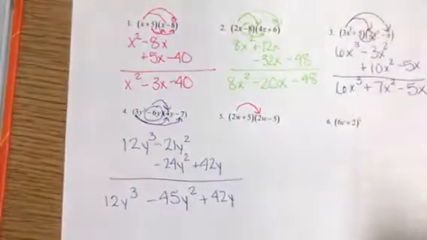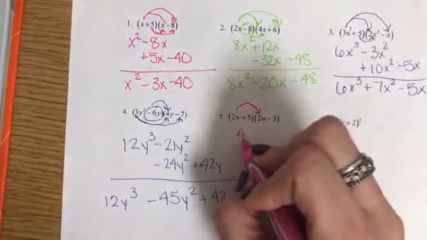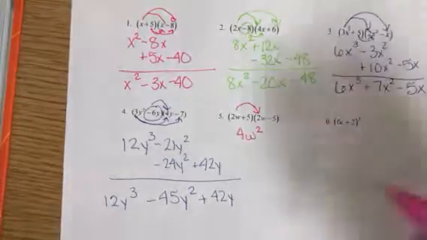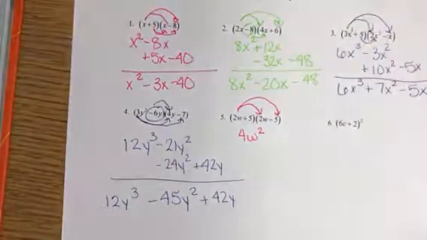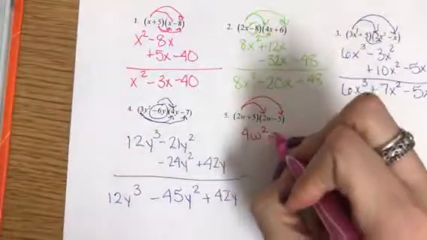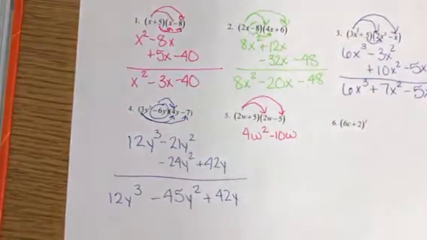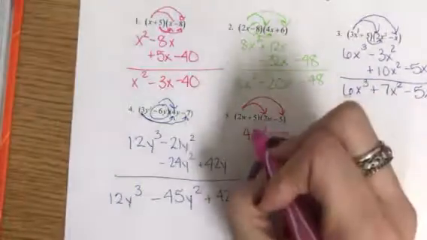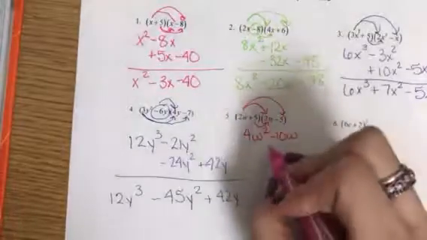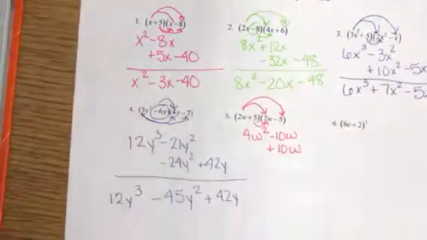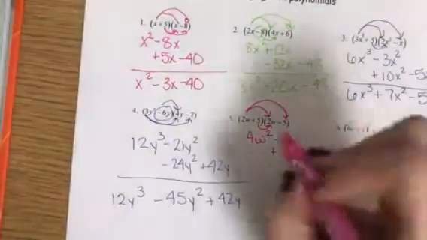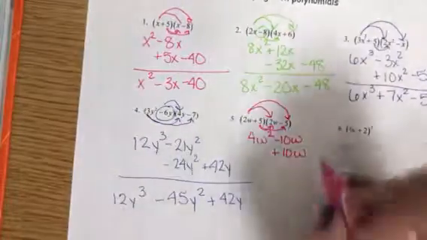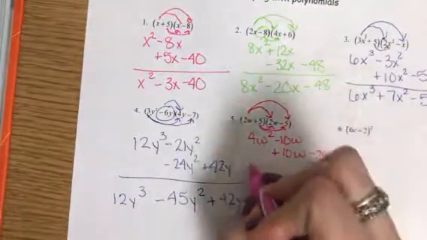Number 5, 2w times 2w is going to give us 4w squared. 2w times negative 5 is a negative 10w. 5 times 2w is a positive 10w. 5 times negative 5 is a negative 25.